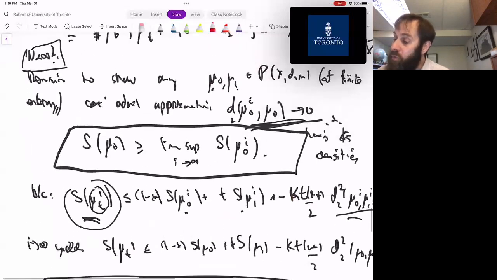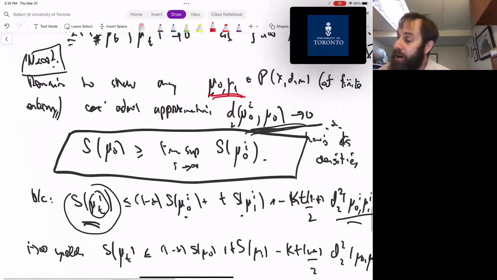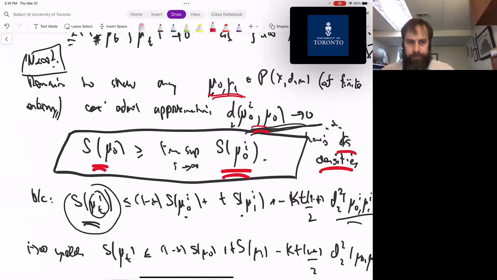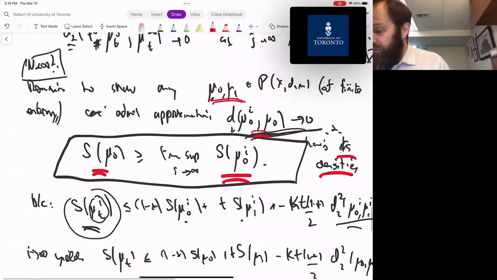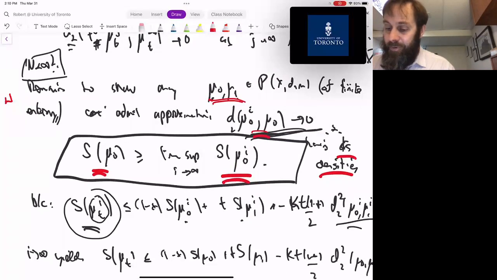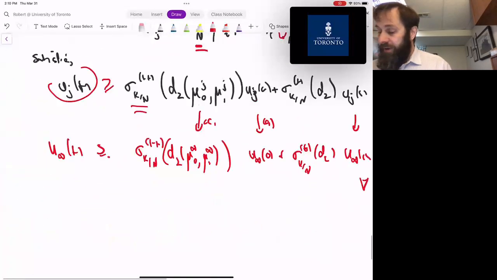Modulo this remaining to show that I can approximate arbitrary guys that have finite entropy weakly with guys having continuous densities such that the entropy of the approximants is smaller than the entropy of the limiting guy. And so I don't know, let's call this lemma or whatever. This is like an approximation lemma or proposition. Okay, so I have to prove that proposition.